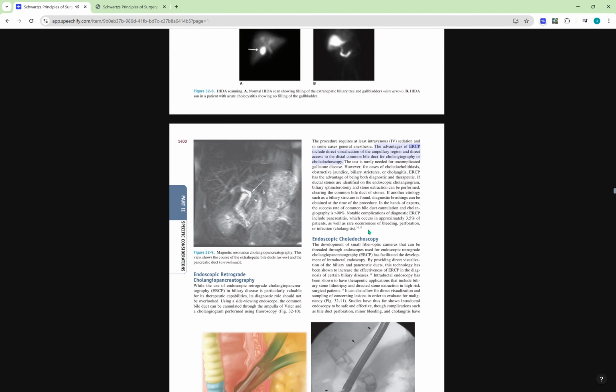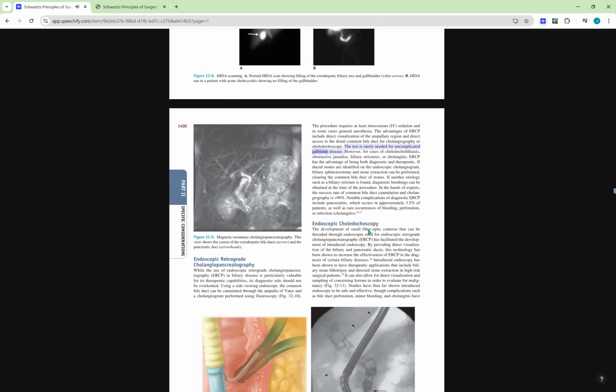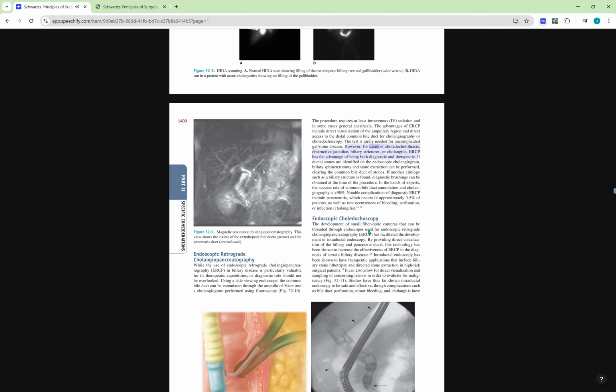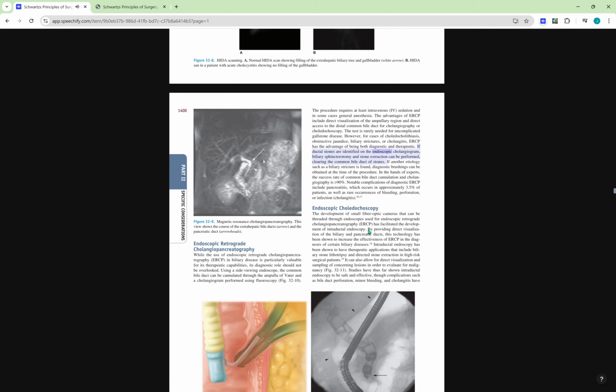The advantages of ERCP include direct visualization of the ampullary region and direct access to the distal common bile duct for cholangiography or choledocoscopy. The test is rarely needed for uncomplicated gallstone disease. However, for cases of cholelithiasis, obstructive jaundice, biliary strictures, or cholangitis, ERCP has the advantage of being both diagnostic and therapeutic. If ductal stones are identified on the endoscopic cholangiogram, biliary sphincterotomy and stone extraction can be performed, clearing the common bile duct of stones.